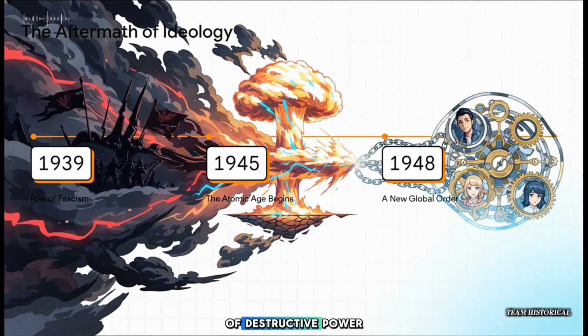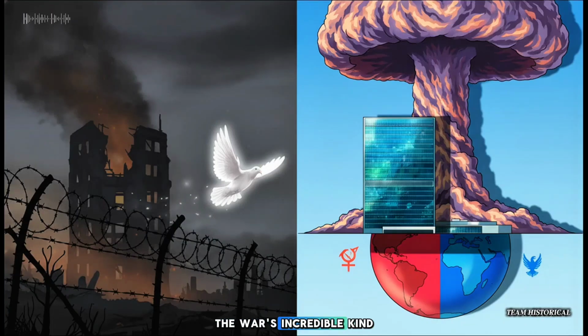Faced with that kind of destructive power, the world had to scramble to build a new order, a new system to try and stop this from ever happening again. And this is where you see the war's incredible, kind of contradictory legacy. On one hand, the absolute horror of the Holocaust and the sheer devastation of the war led to things like the United Nations, an organization built for diplomacy. But on the other hand, it kicked off the nuclear age and carved the world in two, pitting the United States against the Soviet Union.